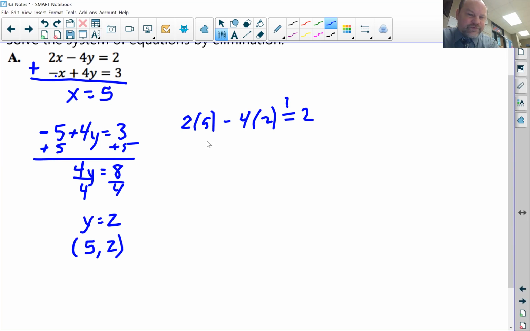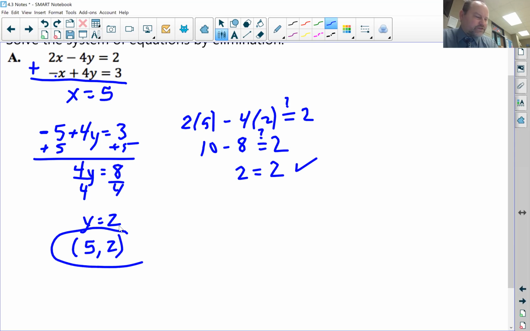Let's see, 2 times 5 is 10. 4 times 2 is 8. Is that equal to 2? And 2 equals 2. It does check. So that is my solution.